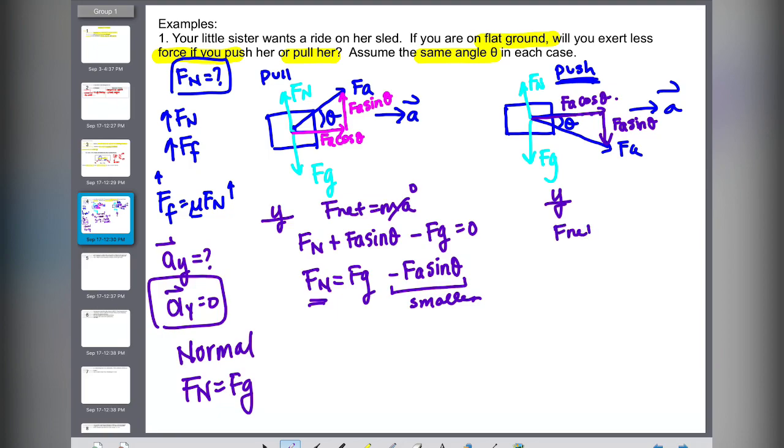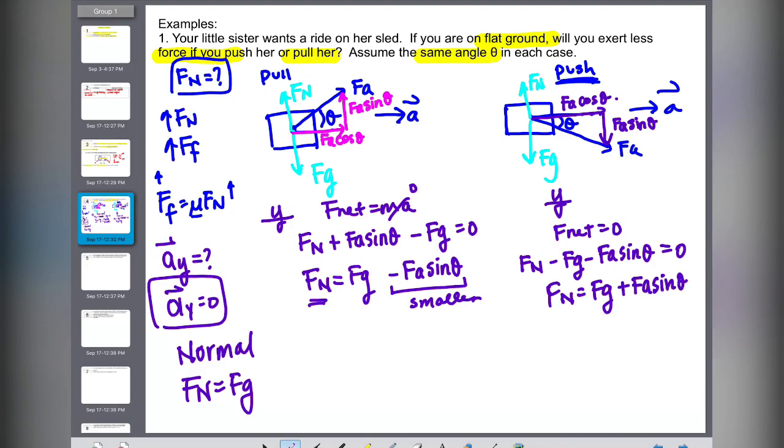How about when you're pushing downwards? When you're pushing, F net equals 0. What's F net? I got up, down, and down. So up force minus down force minus down force. Rearrange the equation for Fn. Fn is Fg, which becomes positive, adding Fa sine theta. So what that means is this will actually make it feel lighter, and this will actually make it feel heavier.